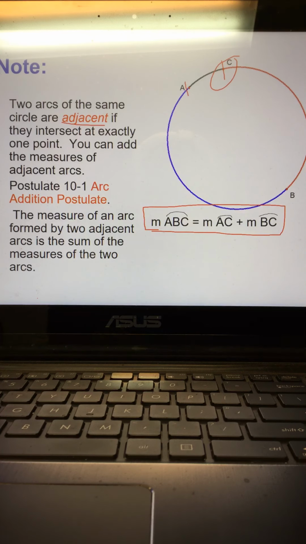So postulate 10.1 says the measure of an arc formed by two adjacent arcs is the sum of the measures of the two arcs. So if I wanted to talk about the arc that goes all the way around from A to B to C, I would add these arcs together, just like the segment addition postulate, just like the angle addition postulate. We have an arc addition postulate. It works the very same way.